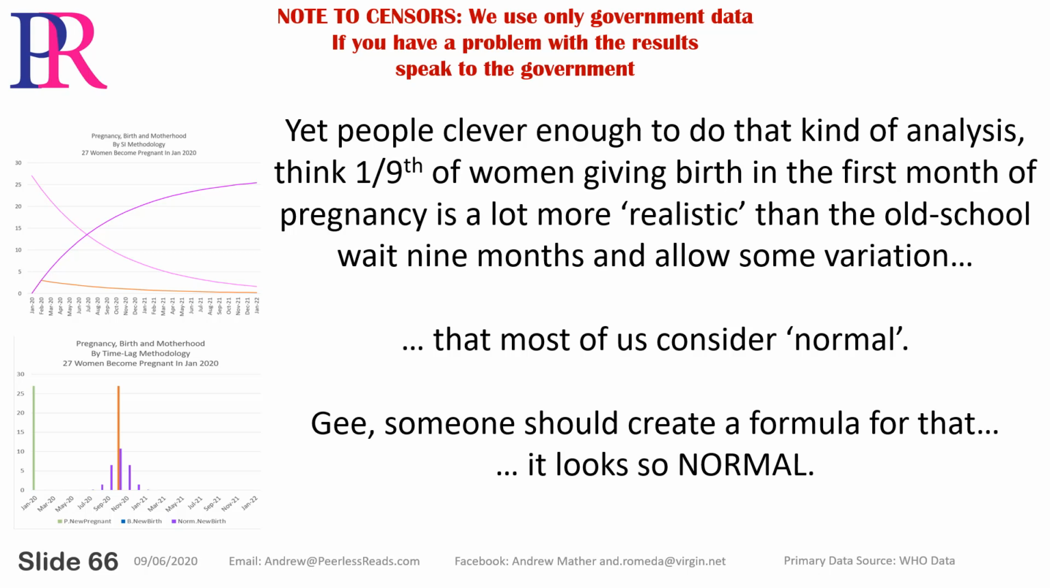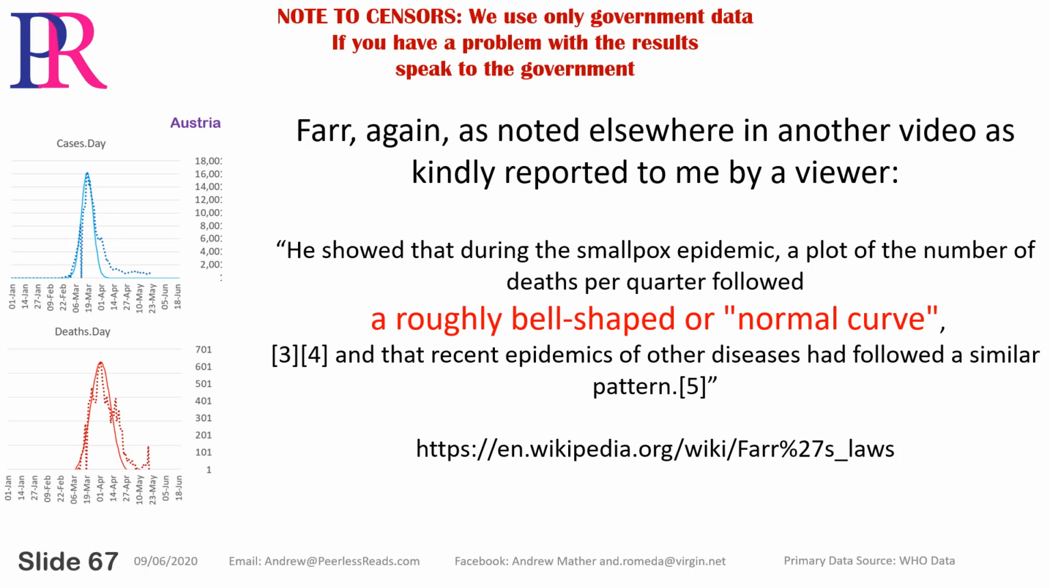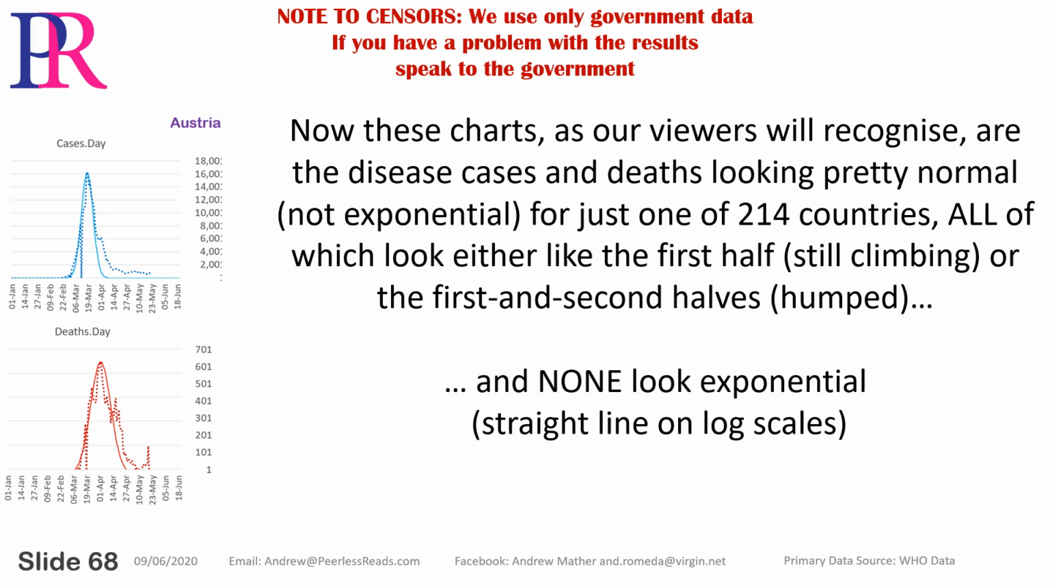It looks so normal. Farr, again, as noted elsewhere in another video as kindly reported to me by a viewer, showed that during the smallpox epidemic a plot of the number of deaths per quarter followed a roughly bell-shaped or normal curve, and that recent epidemics of other diseases had followed a similar pattern. Now these charts, as our viewers will recognise, are the disease cases and deaths looking pretty normal, not exponential, for just one of 214 countries, all of which look either like this, the first half still climbing, or the first and second halves, pumped, and none look exponential, straight line on log scales.